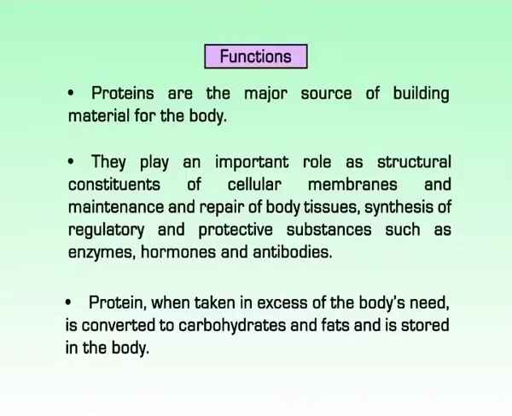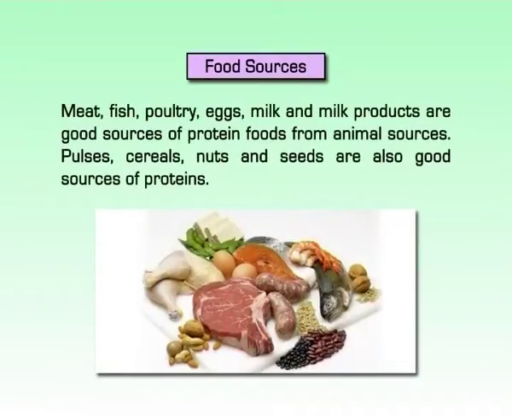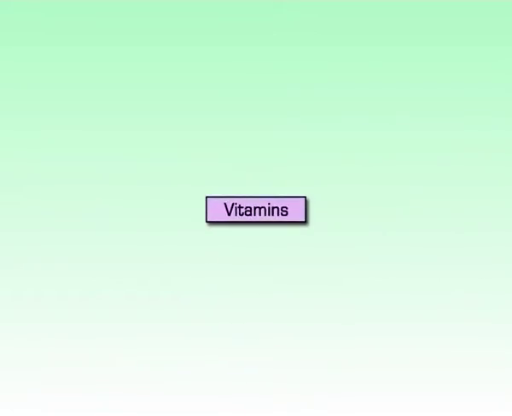body. And food sources. Meat, fish, poultry, eggs, milk, and milk products are good sources of protein foods from animal sources. Pulses, cereals, nuts, and seeds are also good sources of proteins. Now, vitamins.